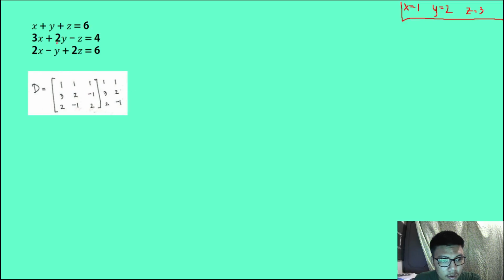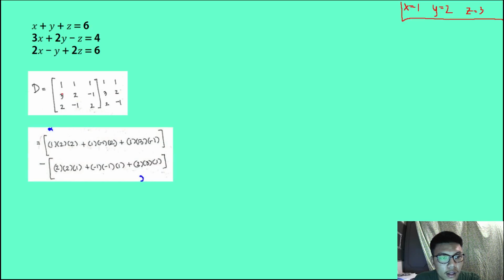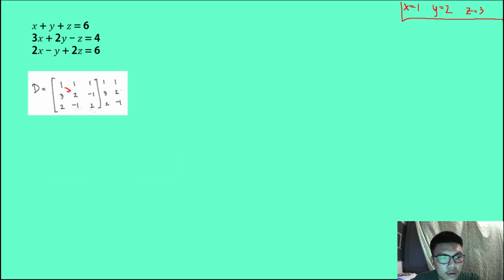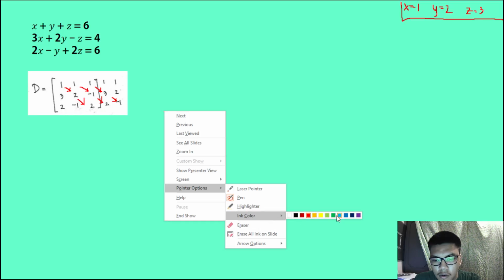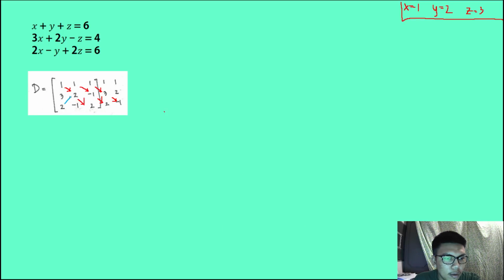Okay, first thing to do, you form the matrix. So, ito ang ating matrix. So, 1, 1, 1, 3, 2, negative 1, 2, negative 1, 2. Then, you copy the first two columns. 1, 3, 2, 1, 2, negative 1. Then, you get the determinant, ano? So, downward muna. Downward arrow. Pansinin, no? Dapat consistent din yung iyong pagdodraw ng arrow. Huwag kang malilihis ng element.